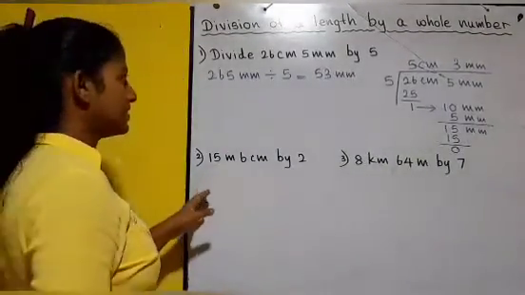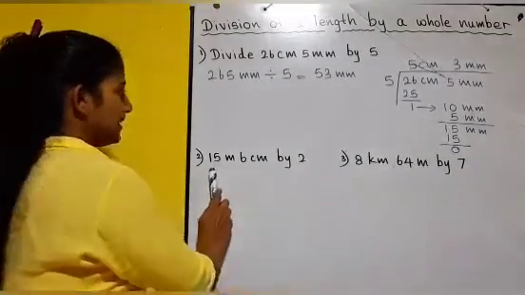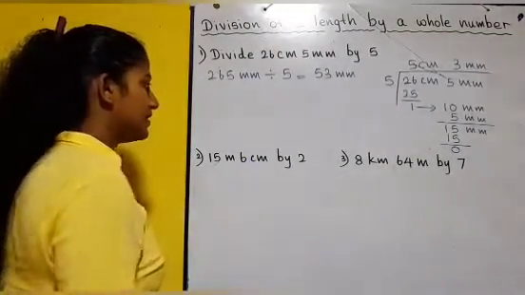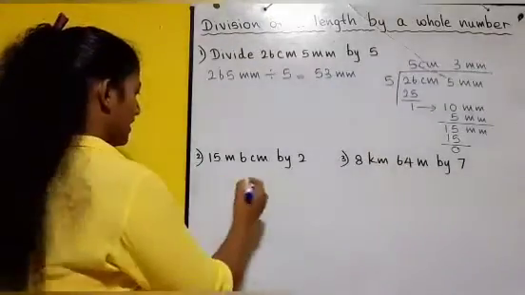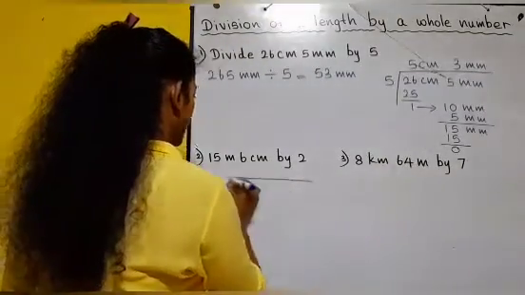Then our second example is this. 15 meters 6 centimeters by 2. I am taking the long division method here.